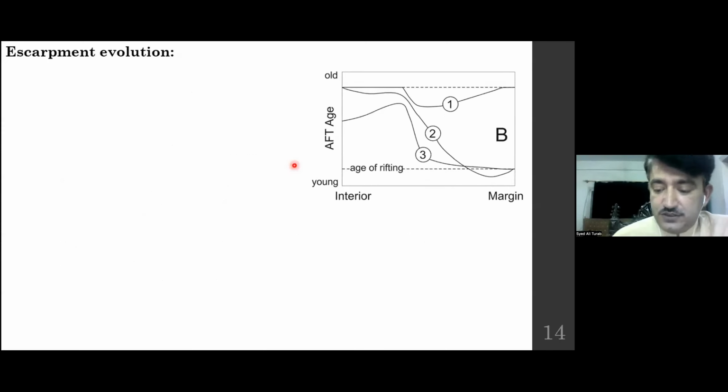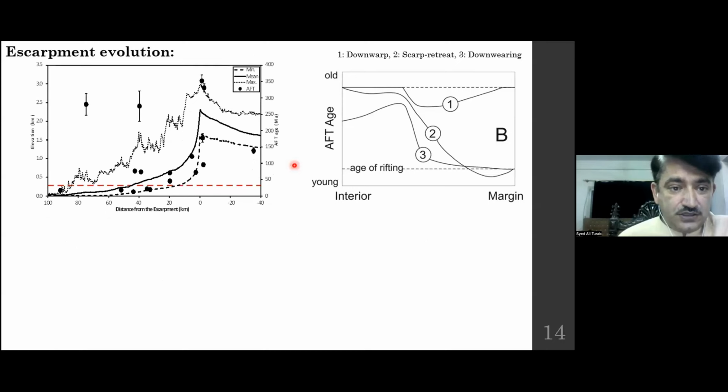Okay, now we come to the predictions for the three models: apatite fission track age distribution or age predictions across the escarpment and coastal regions. So this figure shows our apatite fission track ages. Clearly, we can see that the ages along the coastal region are younger than the ages in the inland plateau or the escarpment region. And even some samples have ages younger than the rifting age, which is marked by this dashed red line.